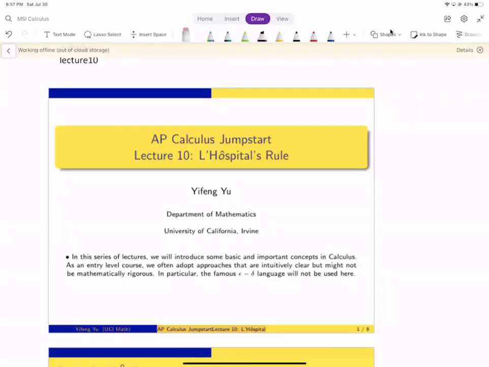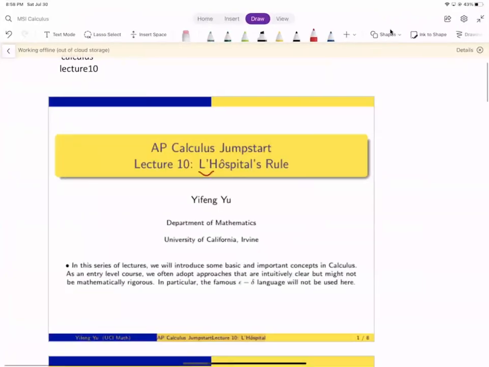In this series of lectures, we introduce some basic and important concepts in calculus. As an entry-level course, we often adopt approaches that are intuitively clear, but might not be mathematically rigorous. In particular, we will not use the famous epsilon delta language. In this lecture, we'll look at something called L'Hopital's rule.